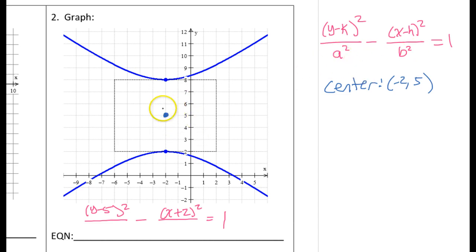The a value is always the distance from the center to the vertex. So this is my a value that goes like this. From the center to a vertex, that's my a value. So that tells me that a is 3, which means that a squared is 9. Notice that this is vertical. That's the y direction. So I'm going to put this 9 with the y term. So the 9 goes like that.